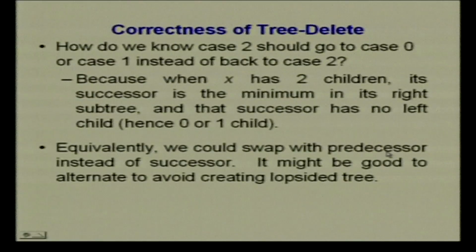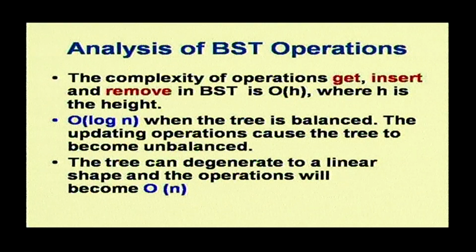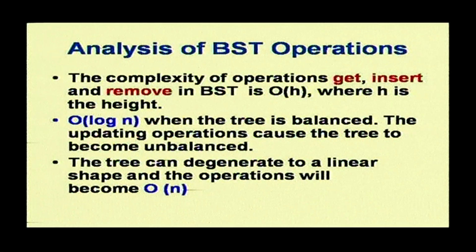So, you can swap with either the in-order predecessor or the in-order successor. You can try to do this if you have a lopsided tree. So, let us look at the analysis. Now, the complexity of the operations, get, which is basically search, insert and remove, all three are of the order of h, where h is the height, and it will become log n if the tree is balanced.